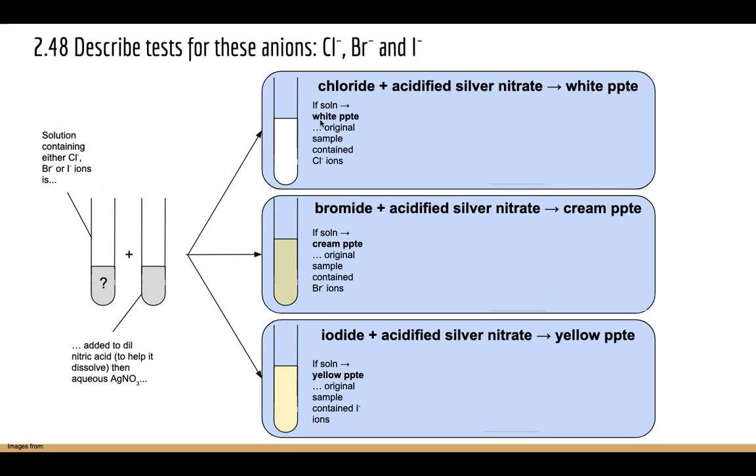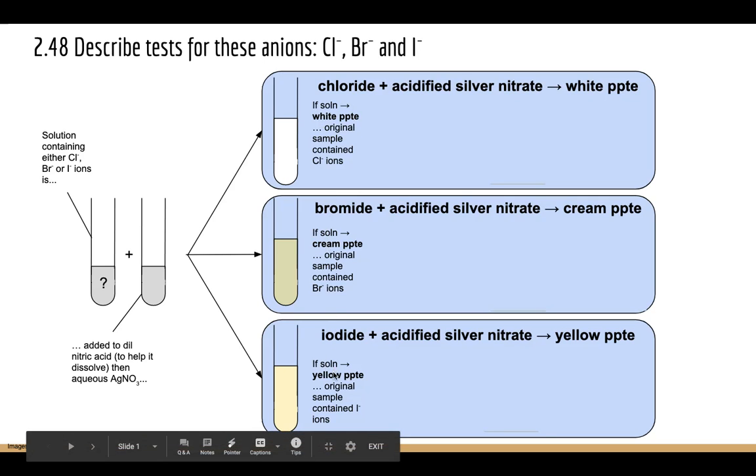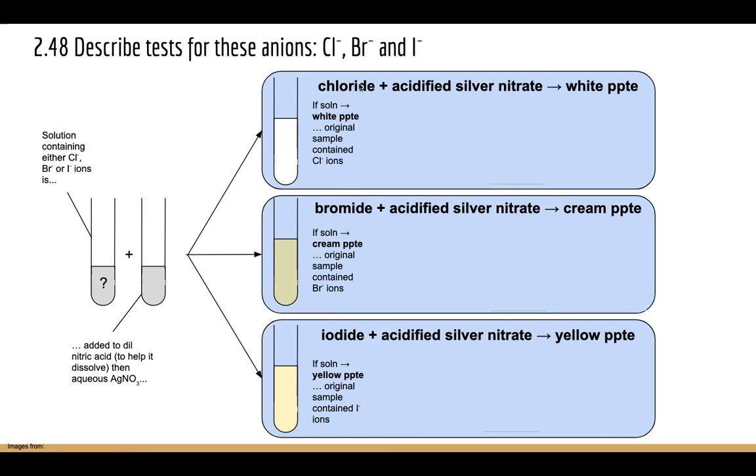We're either going to get a white precipitate, or a cream precipitate, or a yellow precipitate. If we get a white precipitate, that means chloride was in my original substance. If we get a cream precipitate, then it means bromide was originally in there. And if we get a yellow precipitate, it means that iodide was initially in there. Of course, if we don't get a white, cream, or yellow precipitate, it means that neither chloride, bromide, or iodide were in there. That's the basics.